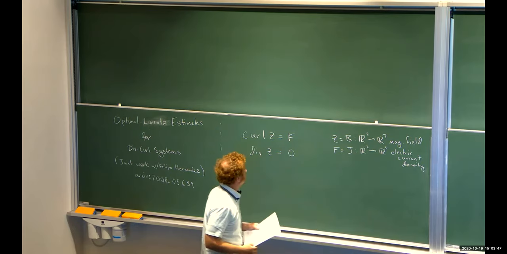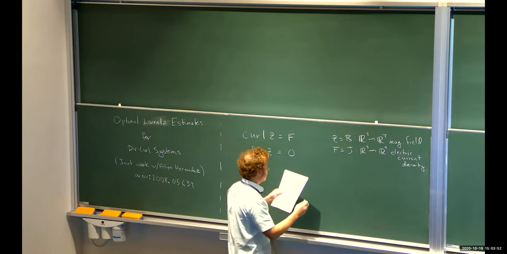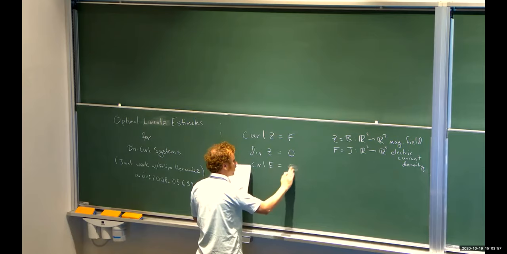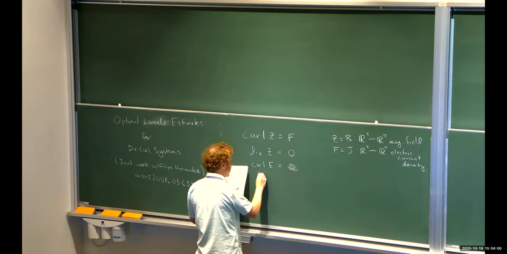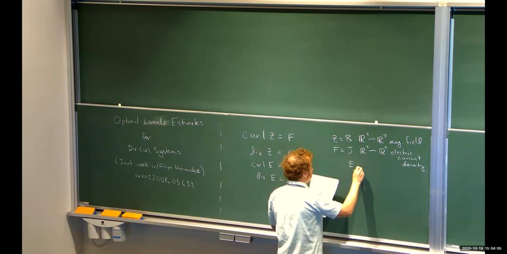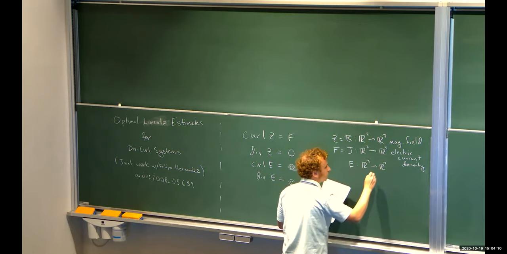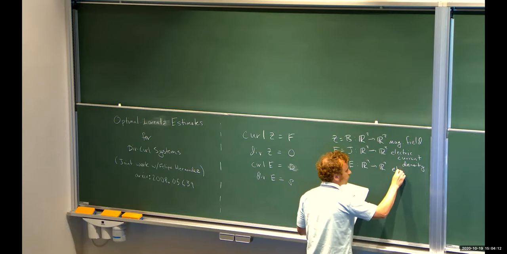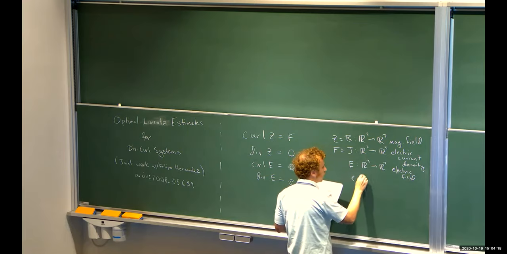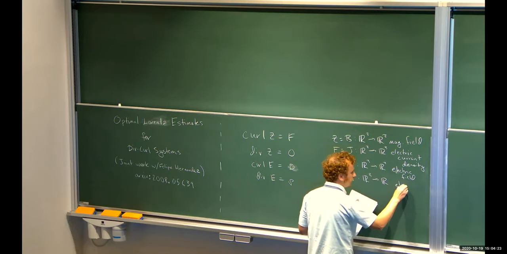And these are just the equations for the magnetic field. Of course, in Maxwell's equations, it's coupled with the equations for the electric field. The curl of E is equal to zero, and the divergence of E is equal to rho. And E is then the electric field. It's a mapping from R3 to R3. And rho is a mapping from R3 to R, is scalar, is the electric charge density.